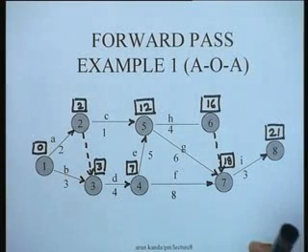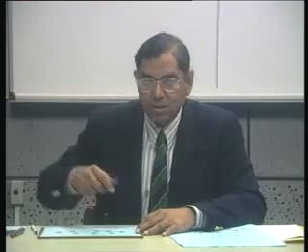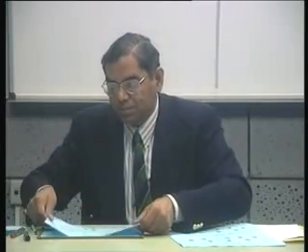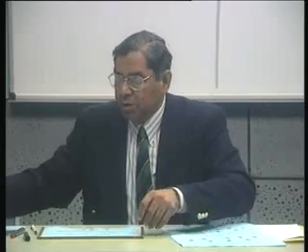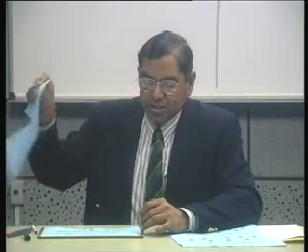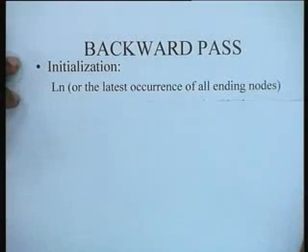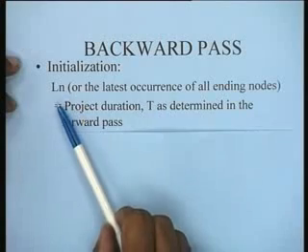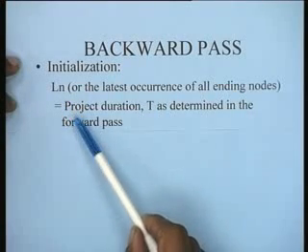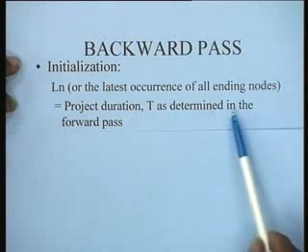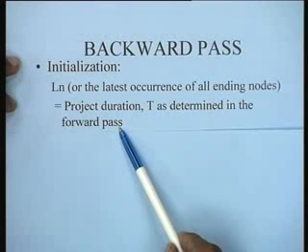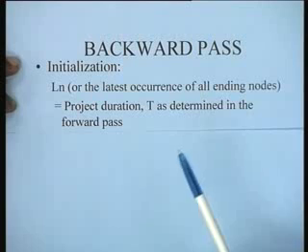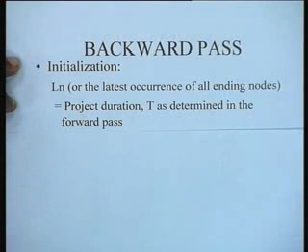Now let's see how we compute what is known as a backward pass. So let us first define the basic formulas for doing a backward pass. A backward pass also has an initialization step. The initialization step simply means that the latest occurrence time of the terminal node, Ln, is nothing but the project duration T as determined in the forward pass. So in the example that we were doing, the project duration was 21 days.